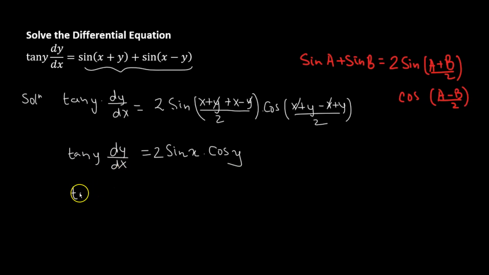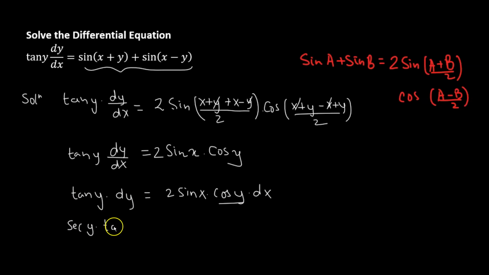So we have tangent of y times dy equals 2 times sine of x times cosine of y times dx, and we want to get rid of this cosine of y, so that means we'll take it to the left hand side by dividing both sides by cosine of y, or we can simply multiply with secant y. That means we get secant of y times tangent of y dy equals 2 times sine x dx. So this is in the separable form. So that means we can integrate both sides.